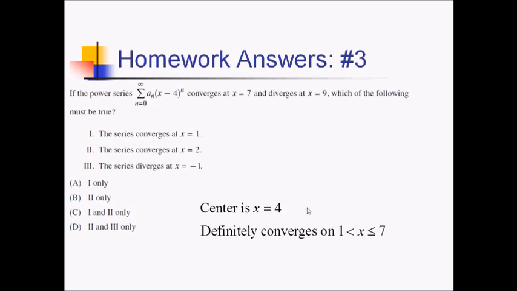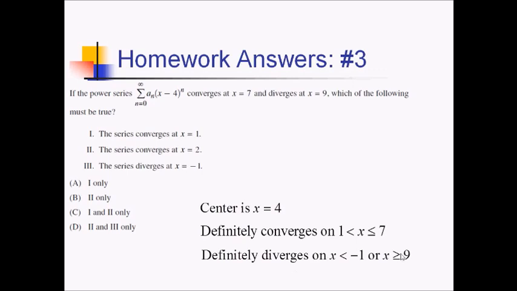All right, let's write down what we know about diverging. I know that I'm diverging 5 away from my center of 4. That means any values that are more than 5 away in either direction are going to diverge. So, for example, if x is less than negative 1, or greater than or equal to 9, I'm going to definitely diverge in those situations.